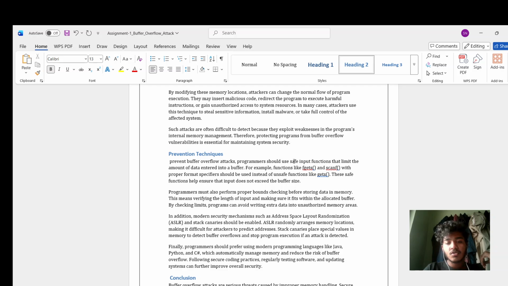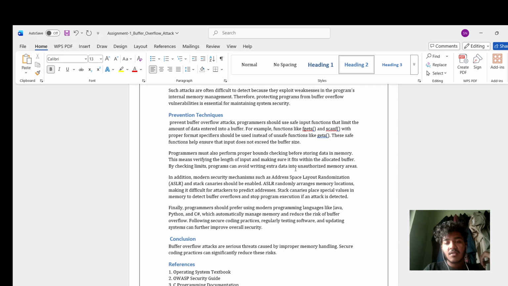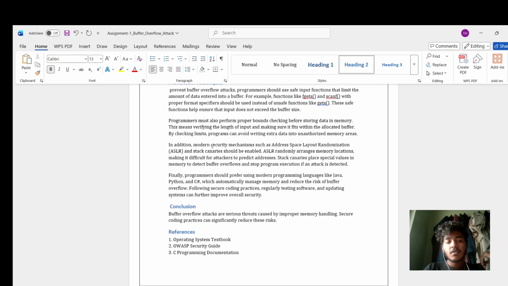Preventing buffer overflow attacks. Programmers should use safe input functions that limit the amount of data entered into a buffer. For example, functions like fgets and scanf with proper format specifiers should be used instead of unsafe functions like gets. These safe functions help ensure that input does not exceed the buffer size.